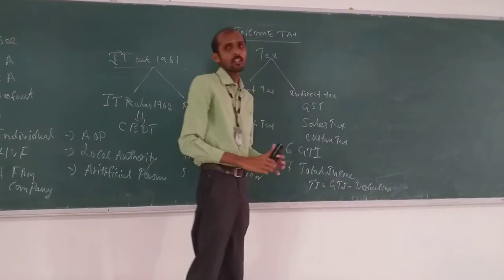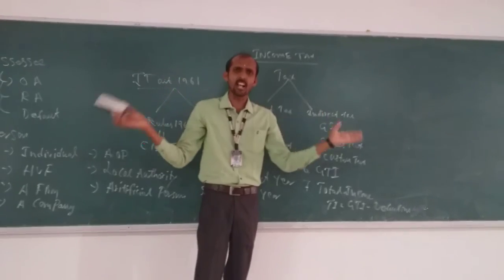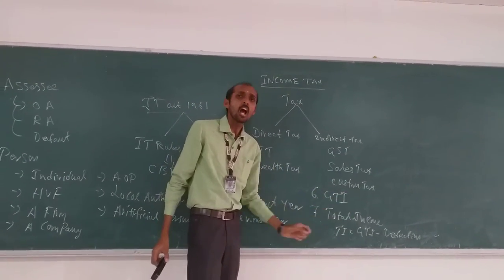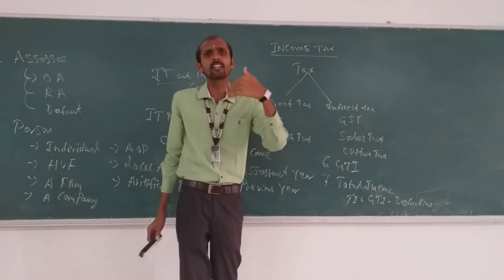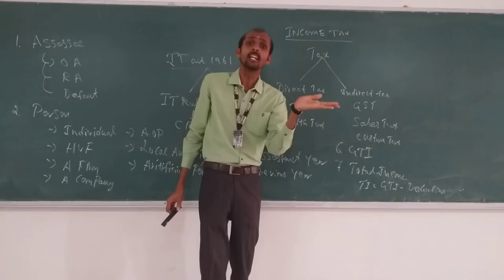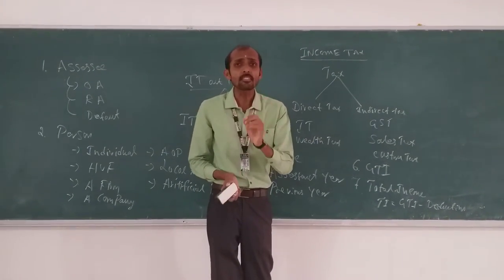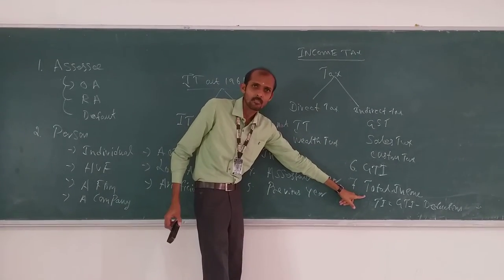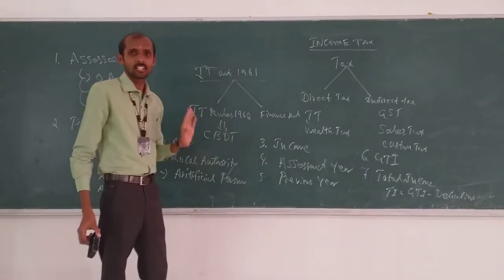Gross total income means the total of all the five heads I have, just adding all five. That is called GTI. What is TI? Out of the GTI, we can deduct some deductions from 80C to 80U. So the remaining income after allowing deductions is called total income. So these are some basic definitions that come under income tax.